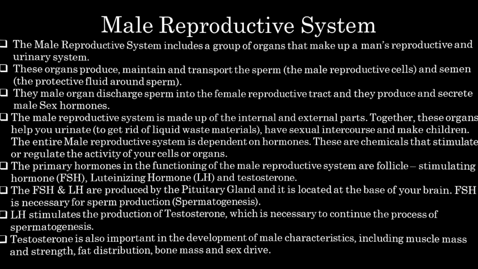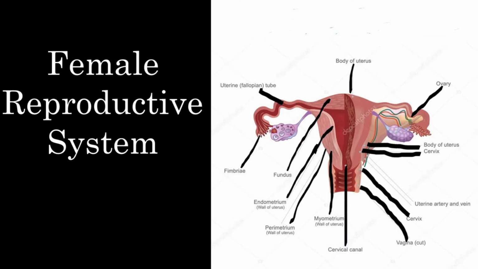The follicle stimulating hormone is necessary for sperm production, which is spermatogenesis. The LH stimulates the production of testosterone, which is necessary to continue the process of spermatogenesis. The testosterone is also important in the development of male characteristics, including muscle mass and strength, fat distribution, bone mass, and sex drive. So now we'll look at the female reproductive system.